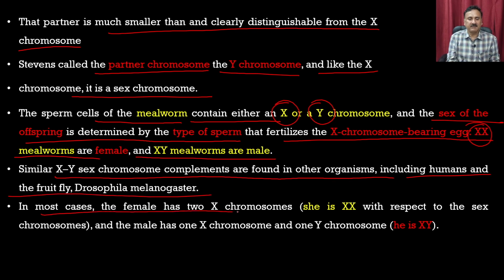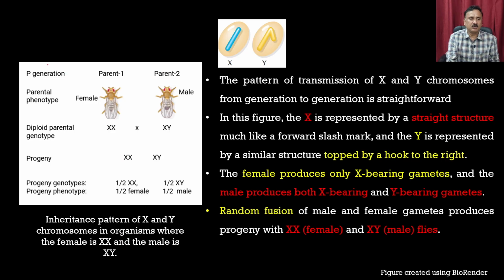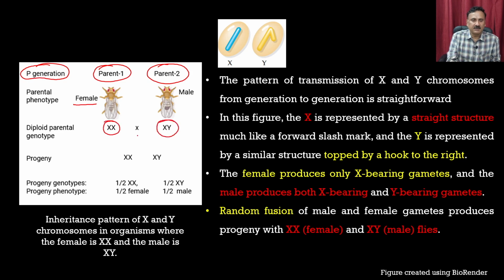In some cases, the females have two X chromosomes, so she is XX with respect to the X chromosome, and the male has an X chromosome and a Y chromosome. That's why it has been called XY. So that is what it is going to show here, right? In the P generation, you have parent 1 and parent 2, and this is the example of the fly. The female is going to have a genotype which is double X, whereas the male has a genotype which is XY. Remember that we are only talking about the sex chromosome.